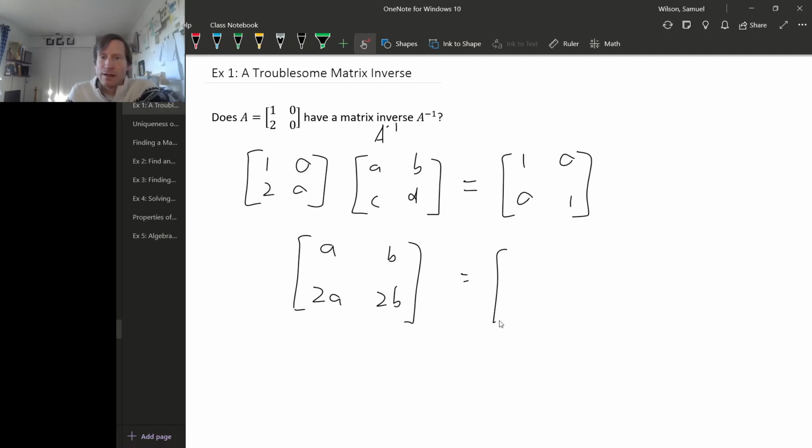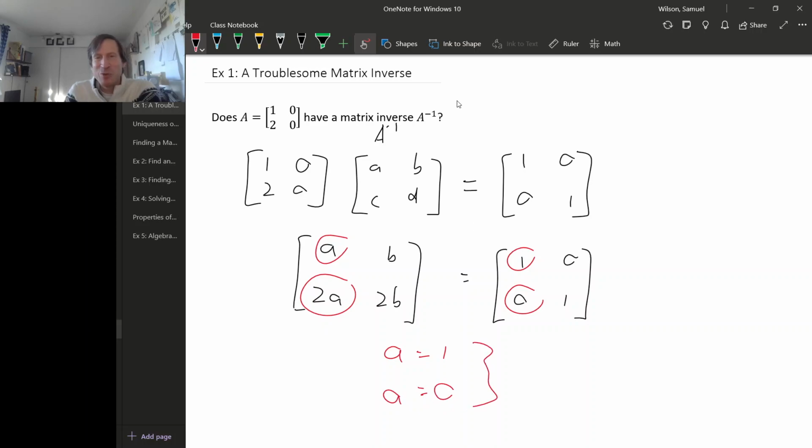Okay. And that is supposed to be equal to 1, 0, 0, 1. But this is a problem because if you look at the upper left corner, this says that A has to be 1. But if you look at the lower left corner, this says that A has to be 0. So what we found here is if there is an inverse, then little a has to be 1 and 0. But that can't happen. So for this particular matrix, there is no inverse, even though this matrix is not the 0 matrix.